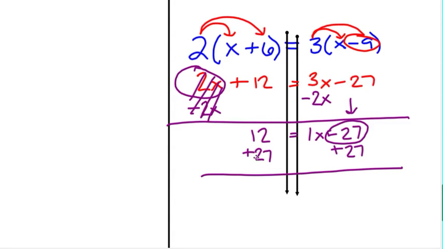I added 27 to both sides, and over here I get a 39, and on this side I get a 1x. I could divide both sides by 1, but it's not going to change anything, so that would be my final answer.